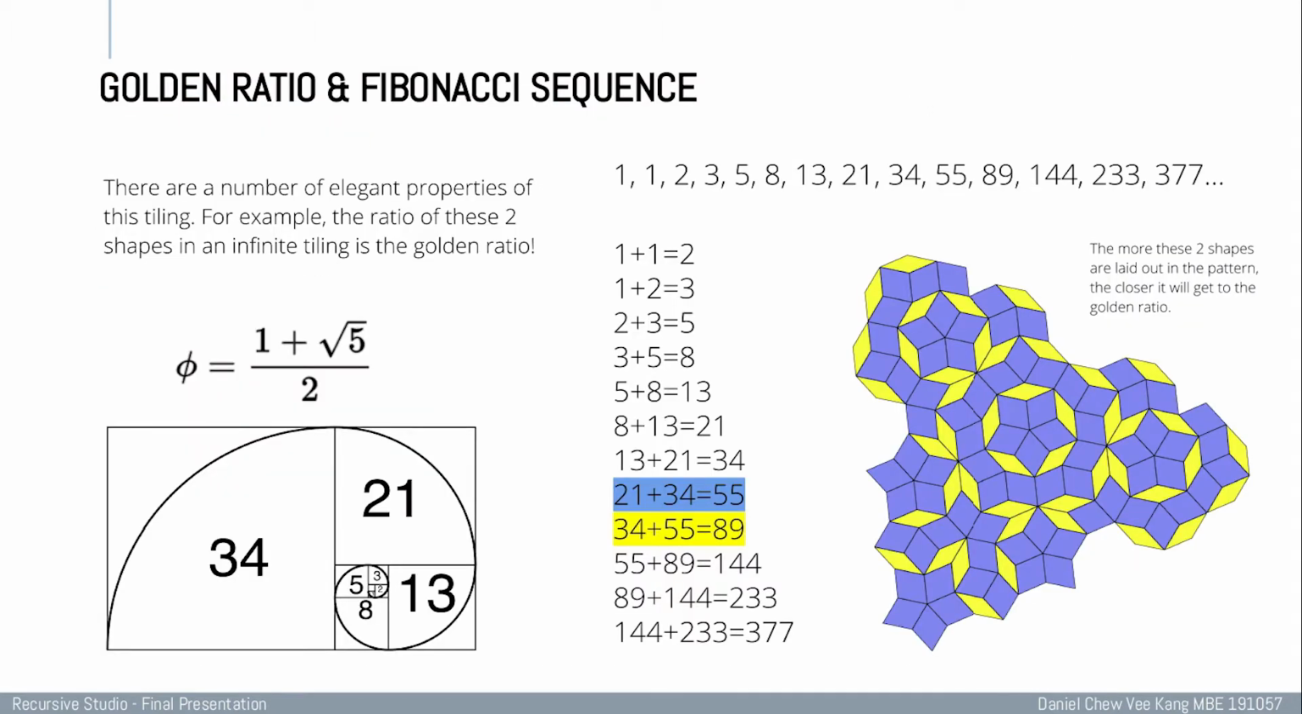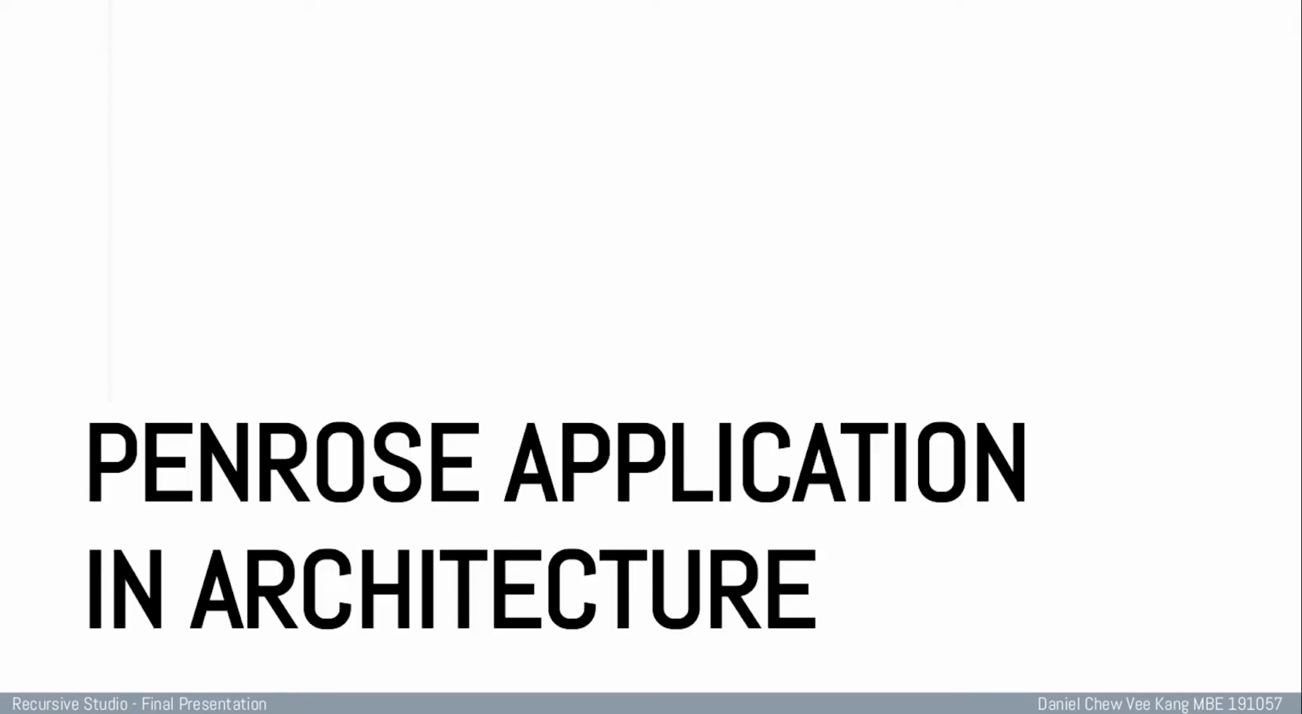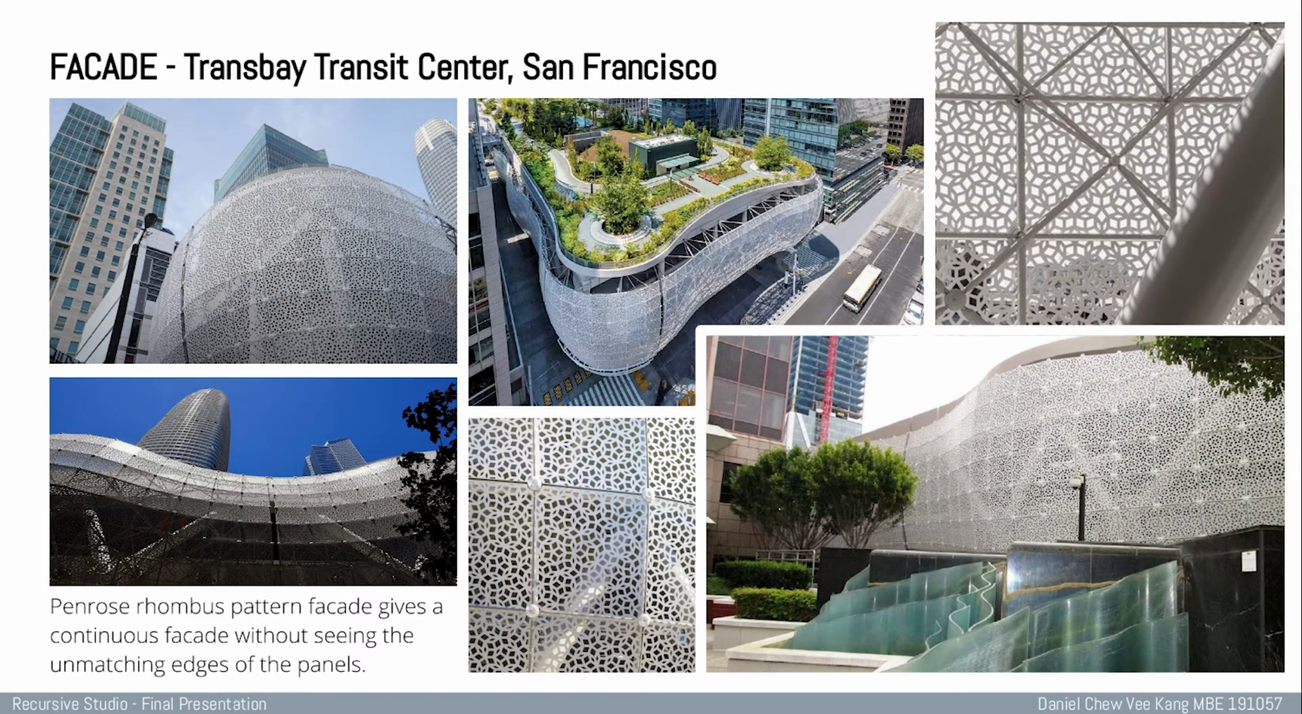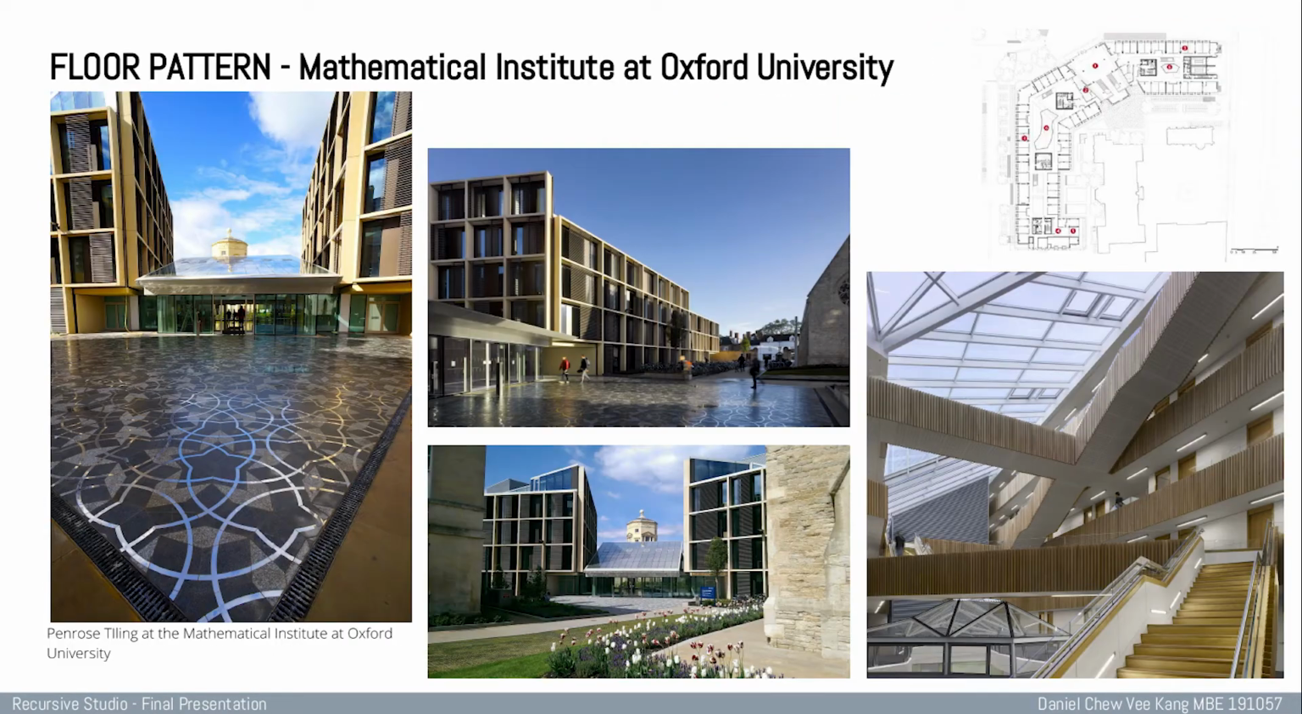One cool fact about an aperiodic tiling is that you may tile it all the way to infinity and never get the same pattern. Due to its ability to tile up to infinity and not repeat, this pattern has been applied as a facade at the Transbay Transit Center in San Francisco. It gives the facade a continuous look without seeing the unmatching edges of the panels. It is also applied as a floor pattern at the Mathematical Institute at Oxford University.